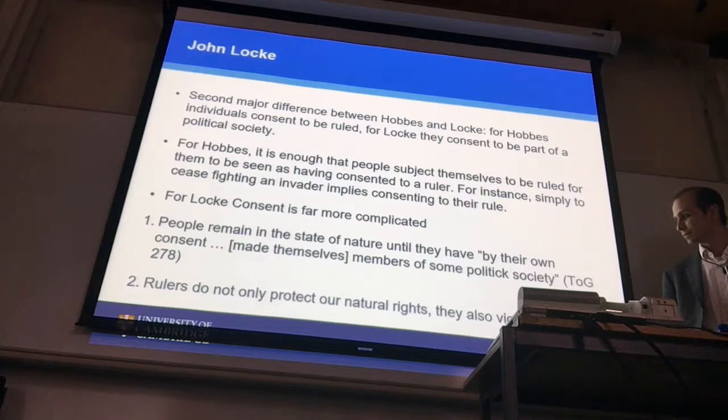The second reason that consent is much more troubling for Locke is that because the rulership of government is conditional upon them holding people's natural rights, it becomes very important to note that all governments do not only respect people's natural rights, they also violate them. Governments uphold people's liberty by imprisoning criminals who might otherwise enslave or kill. Governments uphold people's property, but in so doing have to tax them to get the money to pay for the police and the army to protect their property.